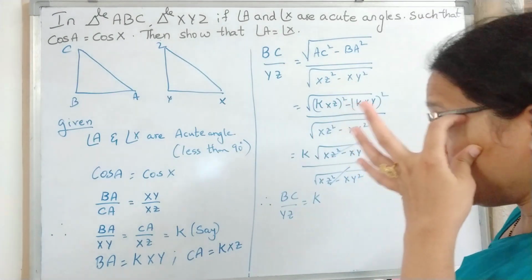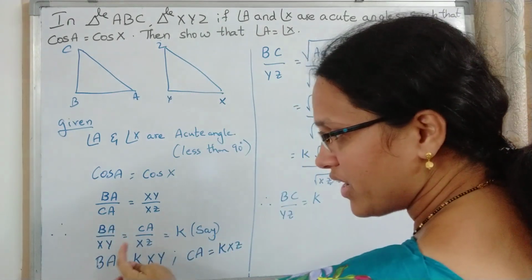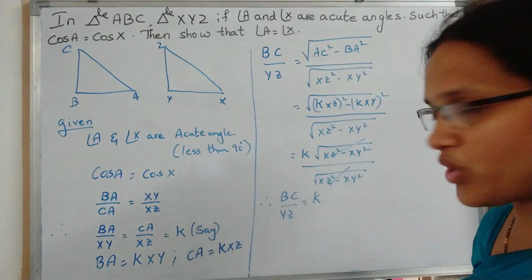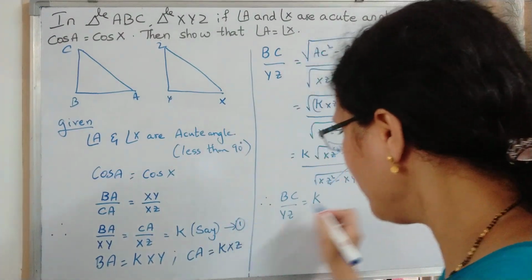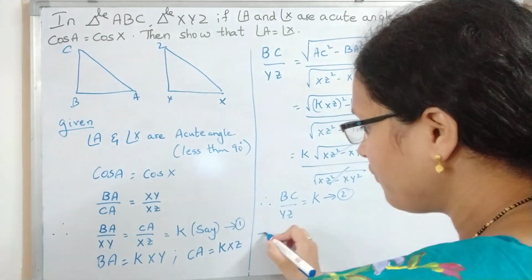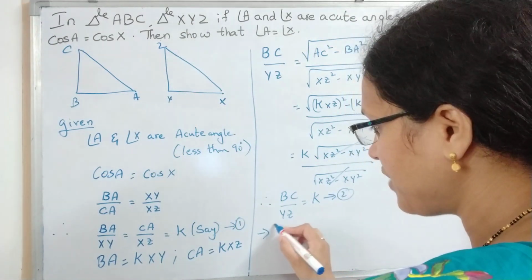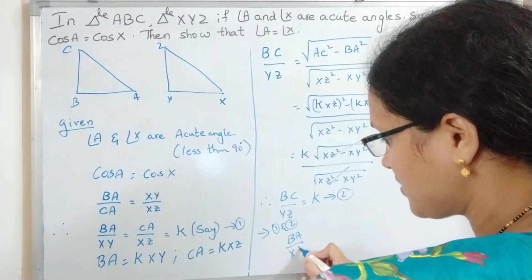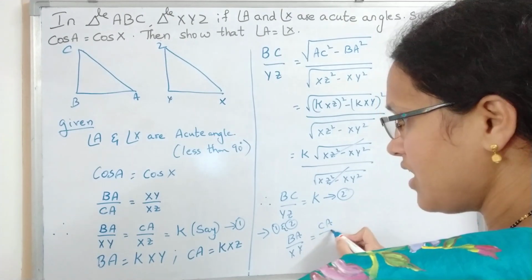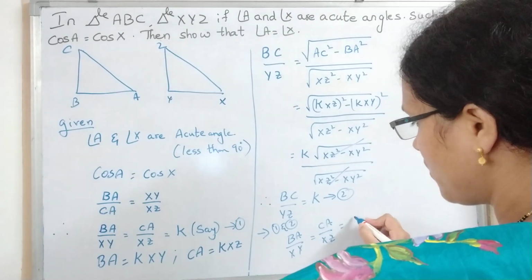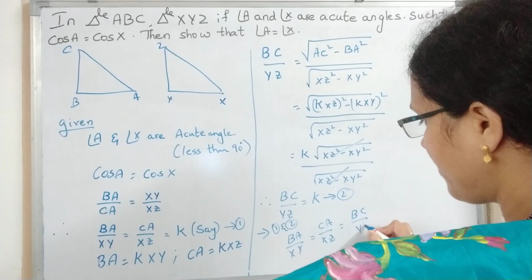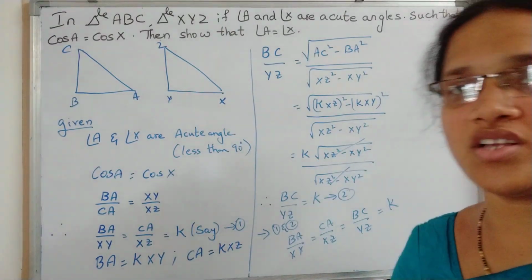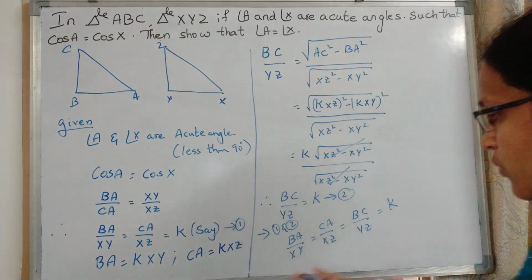So what did we do already? BA by XY is equal to CA by XZ is equal to K. This is also equal to K and this is also equal to K. So from equation 1 and equation 2, we write BA by XY is equal to CA by XZ is equal to BC by YZ is equal to constant K. All the three sides are equal to the constant. Yes or no?